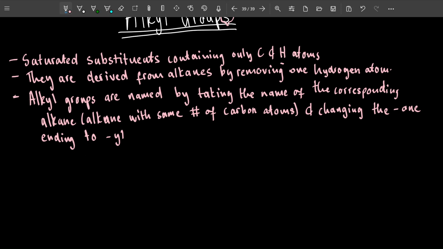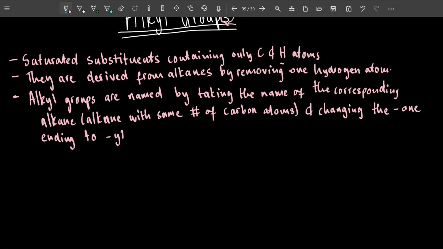Now, how do we name them? When you are naming these alkyl groups, remember they are substituents, so there will be prefixes. We'll put their location and then their name. When we are naming them, we always check for the alkane that has the same number of carbons as that alkyl. Then when we give it a name, we just remove ANE and put YL.